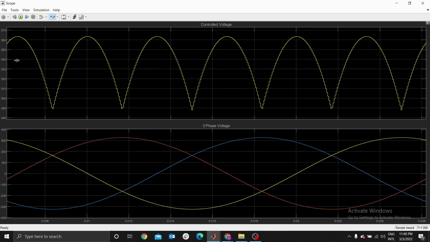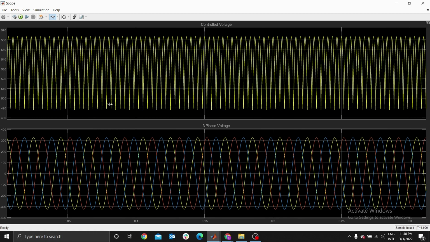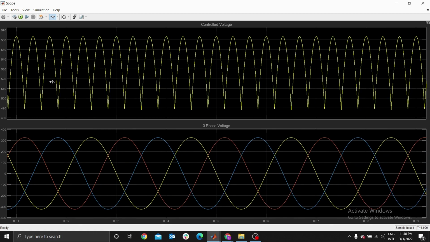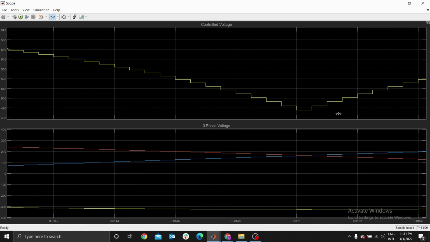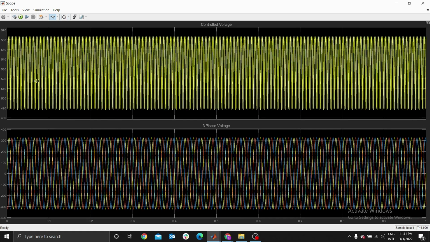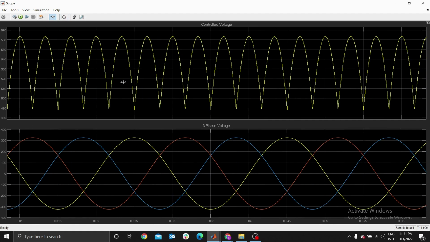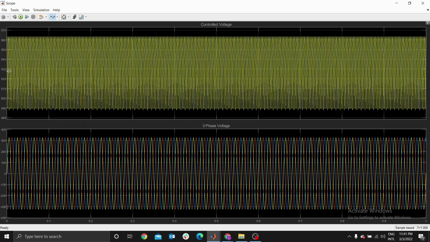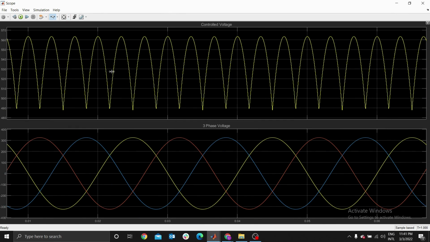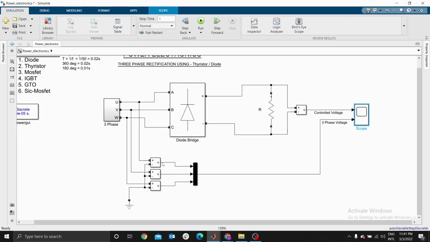You can see, because you're using a diode, the reason why you don't have those breaks is that since we're using a diode, we have a complete continuous wave. There's no breakage of the wave. That's how you can use a diode to rectify a three-phase circuit.